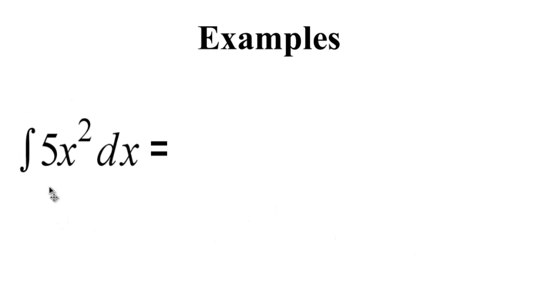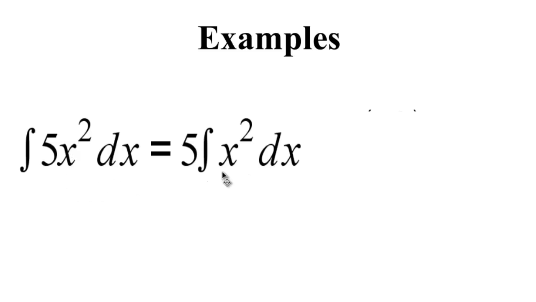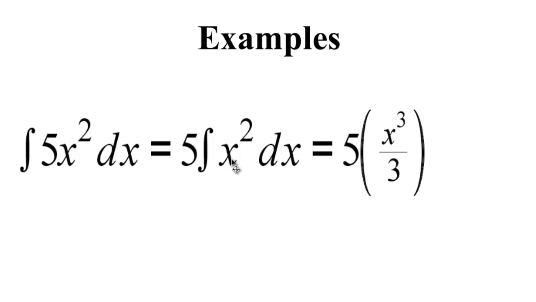So let's look at the integral of 5x squared dx. What function has a derivative of 5x squared? That's equal to 5 times the integral of x squared dx. Notice we use the constant multiple rule to move that 5 outside the integrand. And that is equal to 5 times x to the third power over 3, x to the n plus 1 over n plus 1. In this case, n is equal to 2, using the power rule of integration.